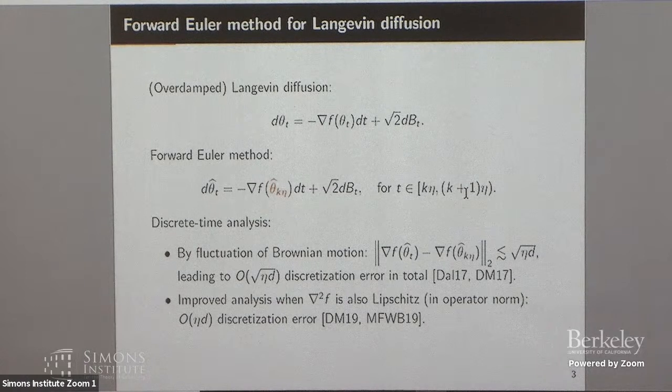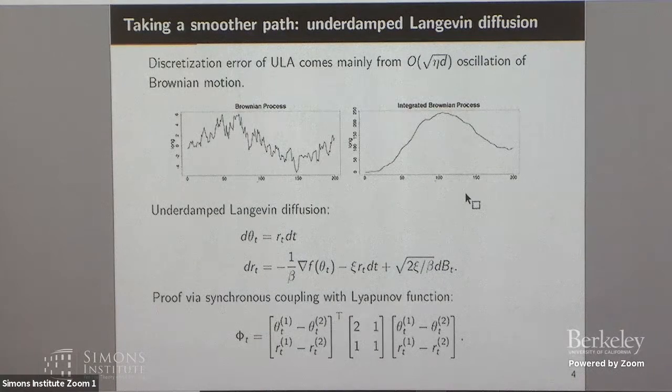If you further assume the Hessian of f is Lipschitz in terms of operator norm, actually you can get an improved result. And the nice aspect of this result is that it doesn't actually require the convexity of the potential function f. So, of course, one may ask, can we do better?